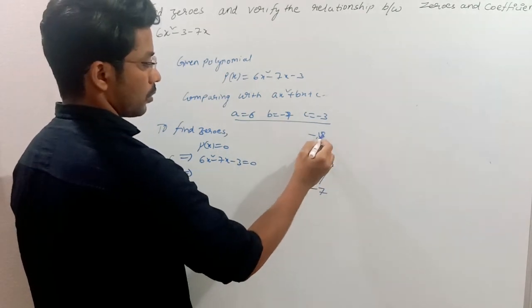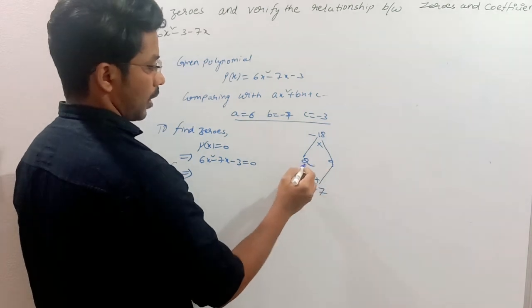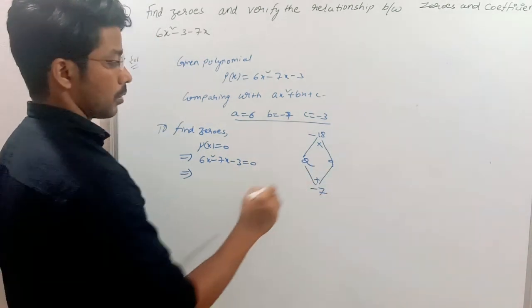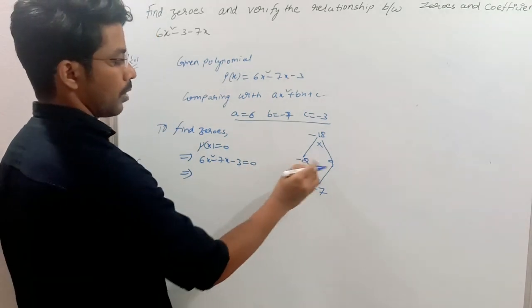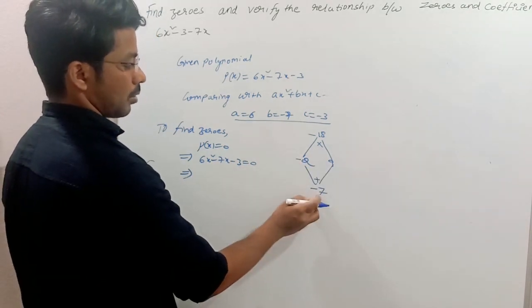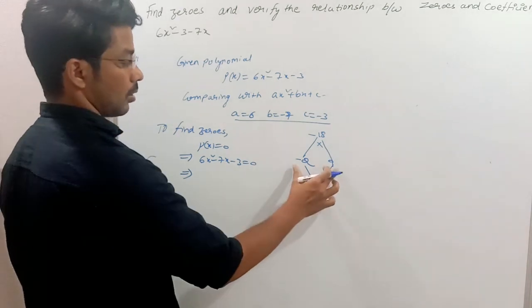Now 9 into 2 is 18. 9 plus 2 is 11. So it is not possible. We have to put one minus symbol. If I put the minus symbol before 2, 9 minus 2 is plus 7. But we need minus 7.